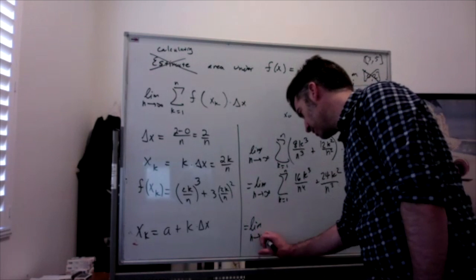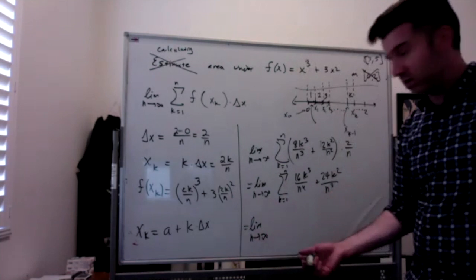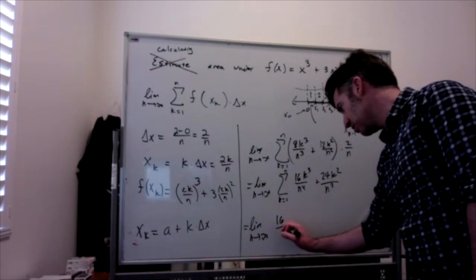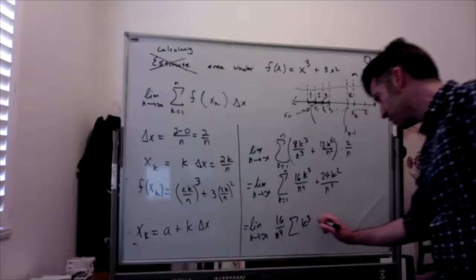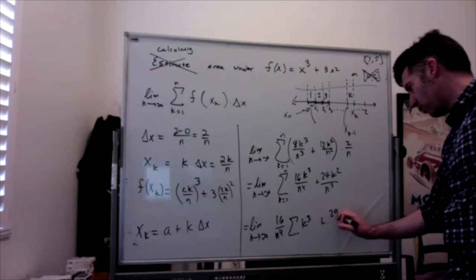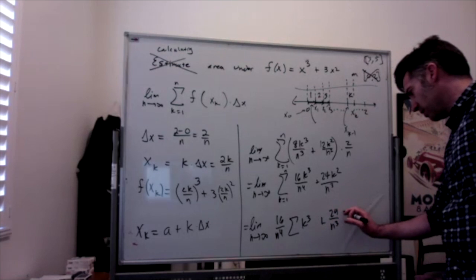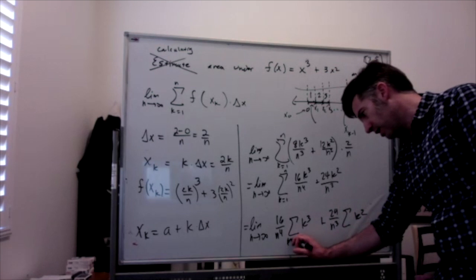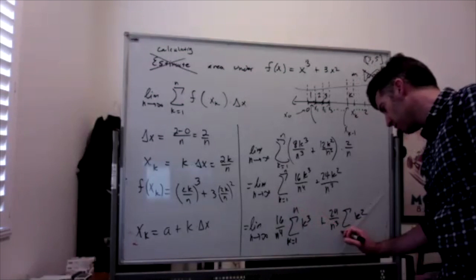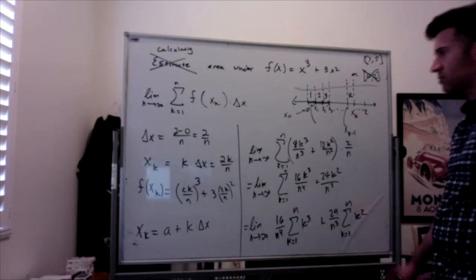So then limit as n goes to infinity. I'm going to break this apart in one step. I'm going to get 16 over n to the fourth times the sum of k cubed plus 24 over n cubed times the sum of k squared. Again, k equals 1 to n, k equals 1 to n.